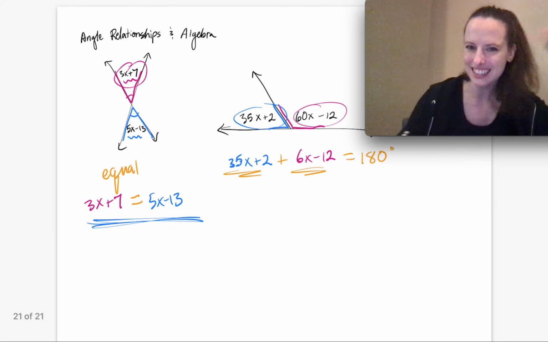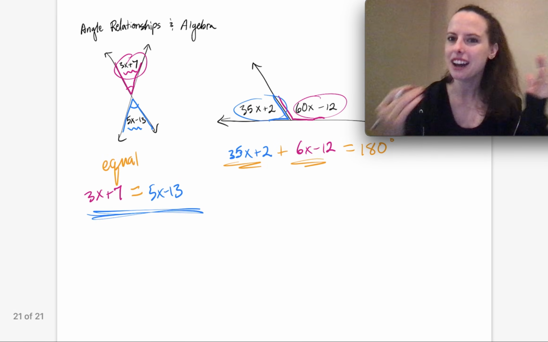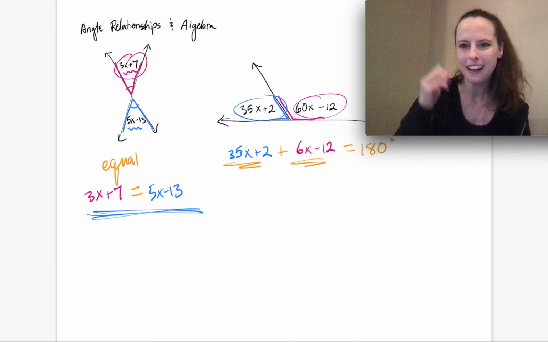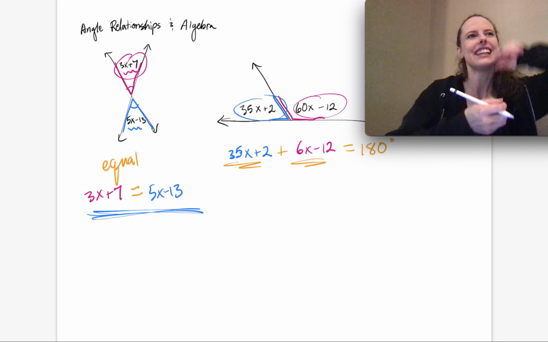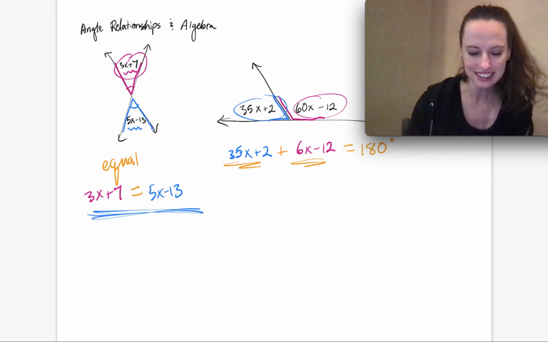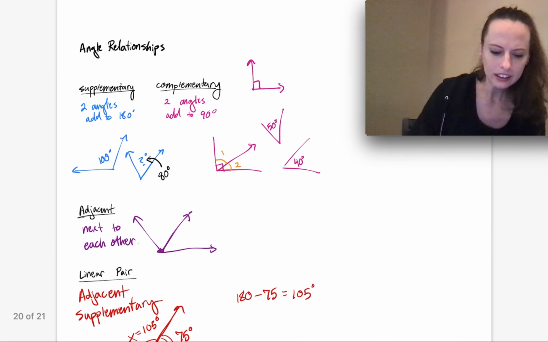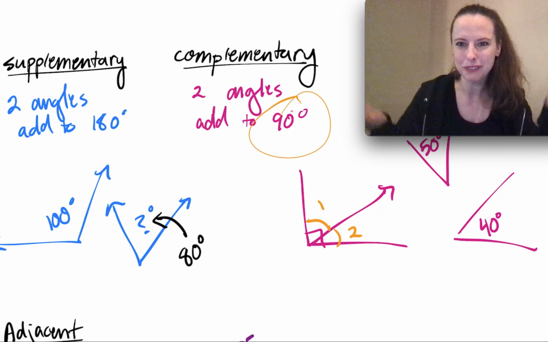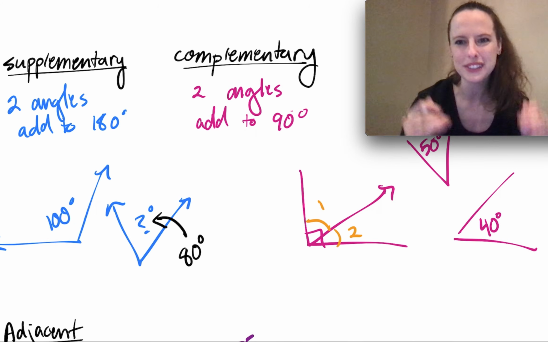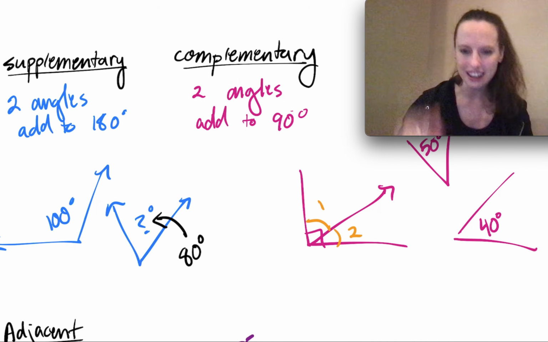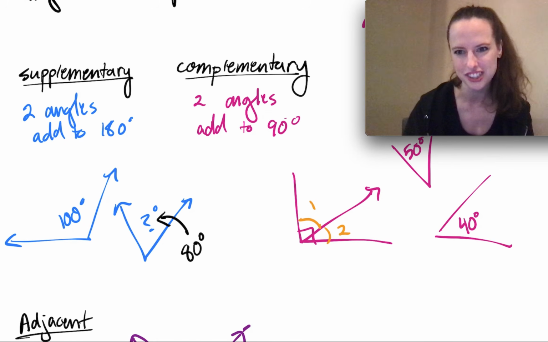So there are different kinds of equations that we can write in geometry. Sometimes we're going to be saying this thing equals this thing, and other times your equation is going to be this thing plus this thing equals some total. In this case, the total is 180. In other cases, maybe your total would be 90 if they're complementary. It just depends on what you see in the diagram. That determines the kind of equation that you set up.